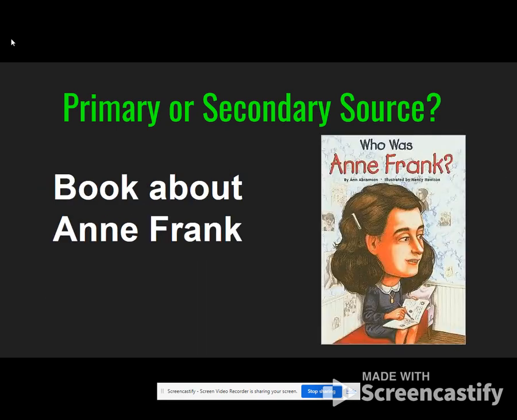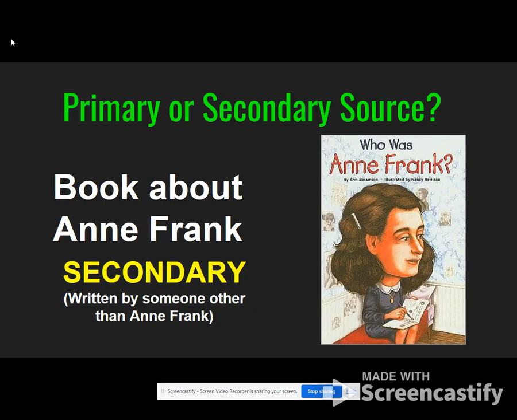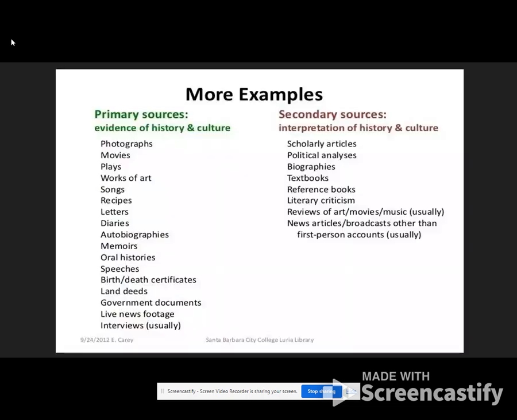Now, this is a book about Anne Frank, so it is a secondary source because it is written by someone other than Anne Frank. So this is considered a biography. If this book was written by Anne Frank about her own life, then it would be considered an autobiography, which would then be a primary source. But in this case, this book was not written by Anne Frank, therefore it is a secondary source.